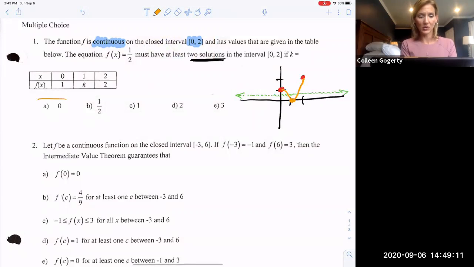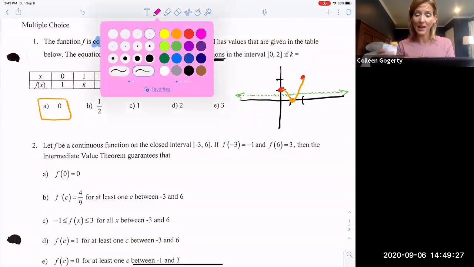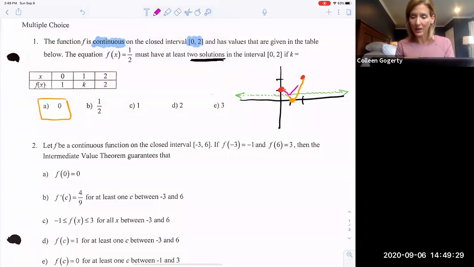Well, that would give me two intersections. There's my answer. If it's only a 1/2, we have a problem. Okay, oops, I erased too much there. I'm going to go back. If the y value is only a 1/2, the graph itself would only come down and then go back up. We'd only intersect once. That would be bad.